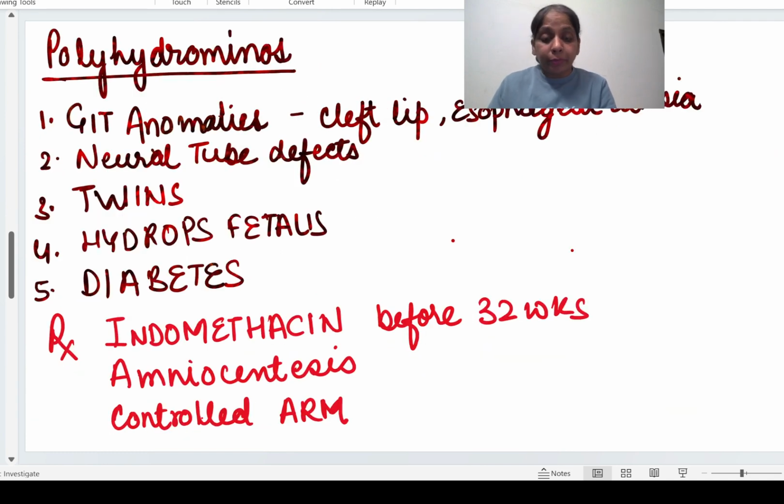So these reasons you have to remember by heart. Number 1, renal anomalies or urethral obstruction. Number 2 is placental insufficiency, PROM and postdated pregnancy.